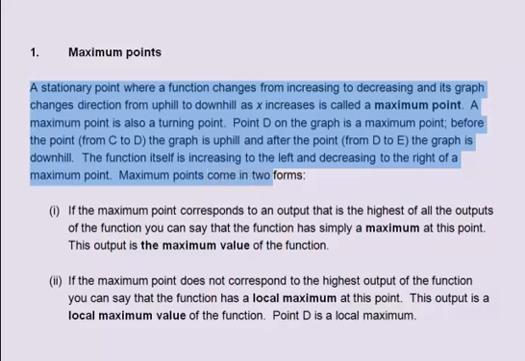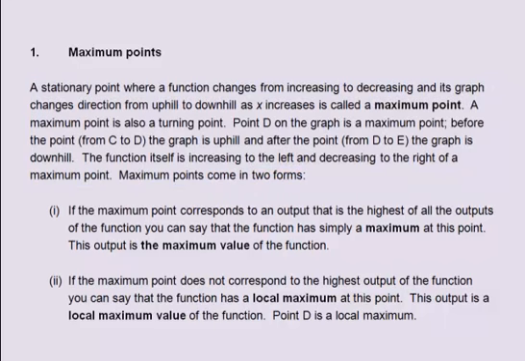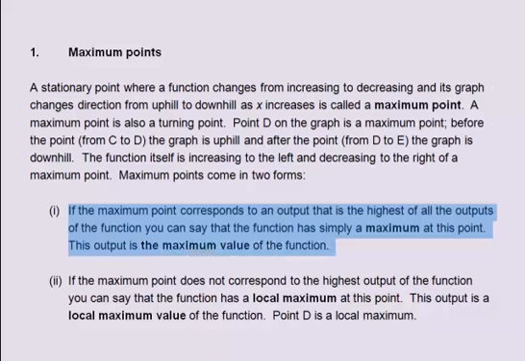Maximum points come in two forms. 1. If the maximum point corresponds to an output that is the highest of all the outputs of the function, you can say that the function has simply a maximum at this point. The output is the maximum value of the function.